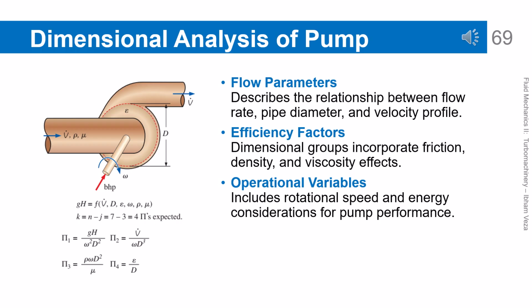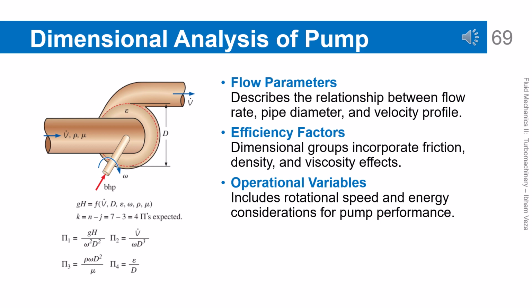Dimensional analysis of pump. Dimensional analysis is used to summarize the relationships between flow rate, pipe diameter, velocity, and fluid properties into dimensionless groups. With this approach, the effects of density, viscosity, and friction can be studied systematically without testing every possible size. This method is essential in pump design and testing because it allows experimental results to be generalized.